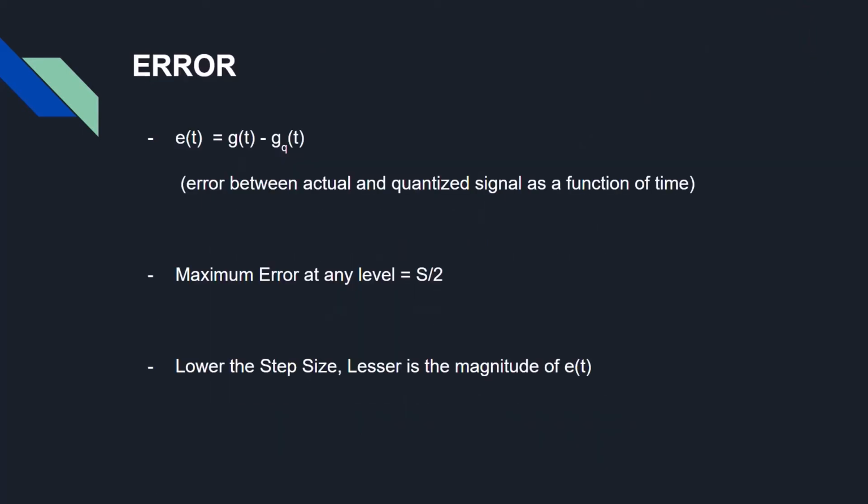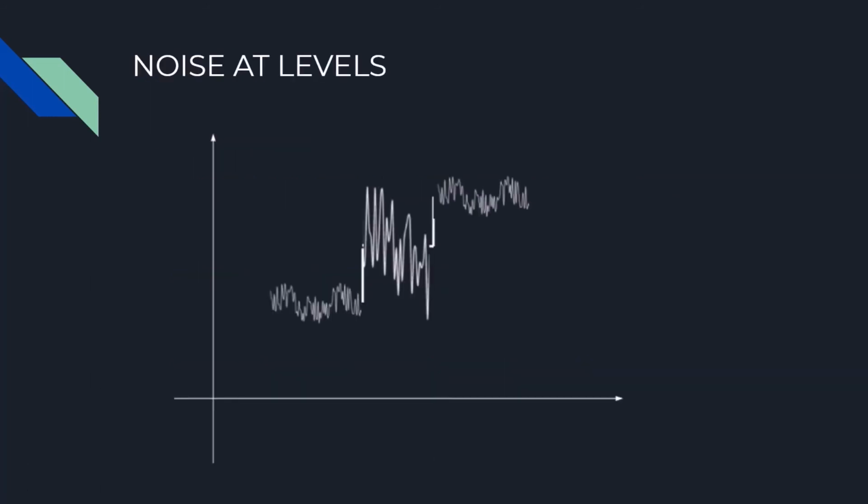Since the quantized version of any function g(t), that is gq(t), doesn't include every detail of the original function, this gives rise to an error function which at any instant of time is defined as g(t) minus gq(t). The maximum error at any level can be equal to half of the step size. In order to reduce the error between the actual and quantized signal, the step size used while quantizing should be as small as possible. As we reduce the step size, there arises a condition when the noise of the level might become greater than half of the step size, and in that case, we may map that sample to any other level, hence creating unnecessary noise.